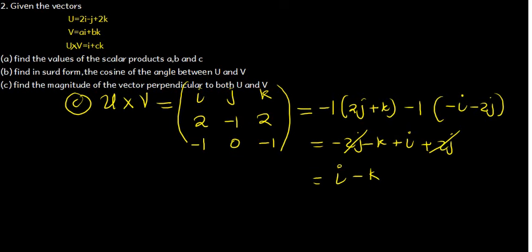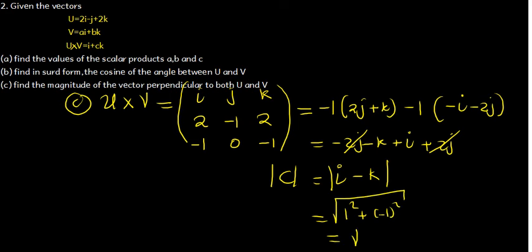Now, we want to find the magnitude of the perpendicular vector. So this vector which we have gotten here is the one which is perpendicular to both u and v. What is its magnitude? Just take the magnitude like that. So therefore this will just be 1 squared plus negative 1 squared. Just get the coefficients and then square root. And that is just going to be the square root of 2.